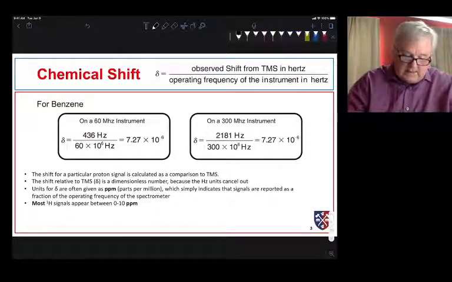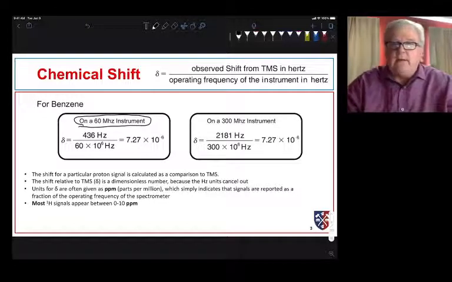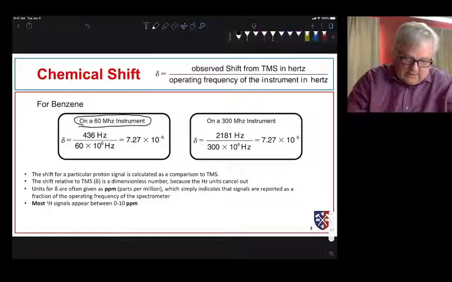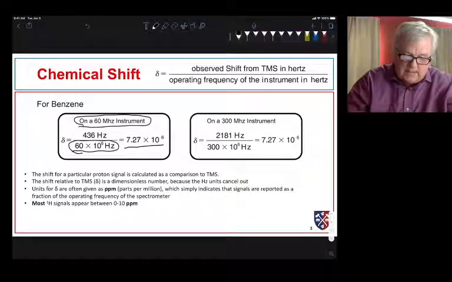So if we're taking a look at benzene on a 60 megahertz instrument, that means that we put our compounds in a magnet, and we irradiate them with a radio pulse, slightly broad, that would be centered around 60 megahertz. That's the radio frequency at which we irradiate. They will emit somewhere around there, but we will look at the difference between the emission from benzene and the emission from TMS, and that turns out to be 436 hertz. And then we just divide by 60 megahertz, and that equals 7.27 times 10 to the minus 6.